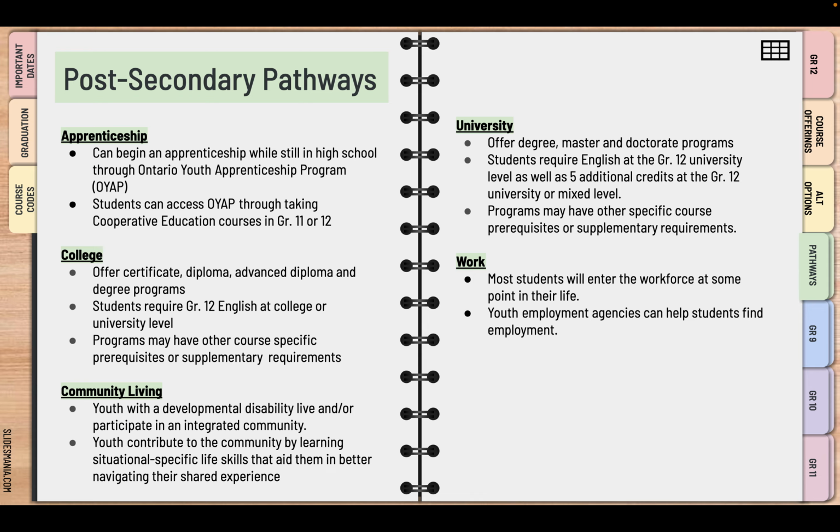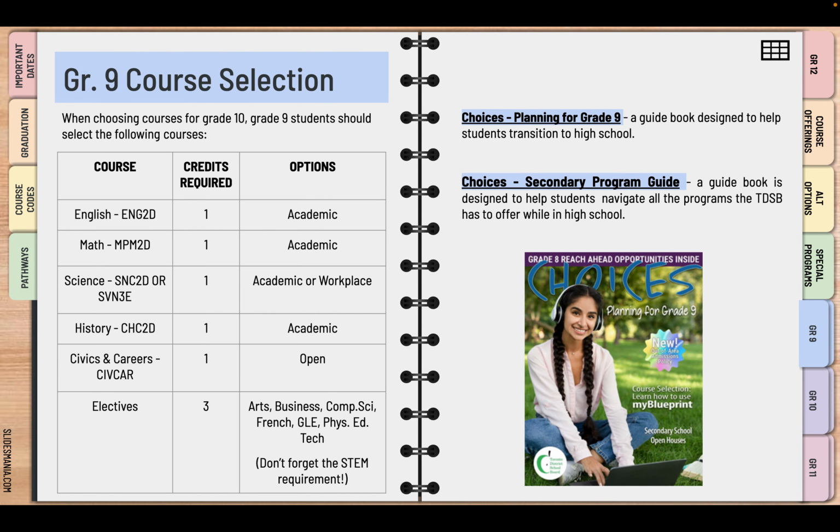University. So if you're thinking of going off to university, make sure that you choose 11U English because you need to be able to take grade 12U English. You will also need 5 additional grade 12 university or mixed credits. When you are choosing your grade 11 credits, make sure you take the appropriate prerequisite for any of your grade 12 credits. And the workplace. Most students will usually end up in the workplace eventually.